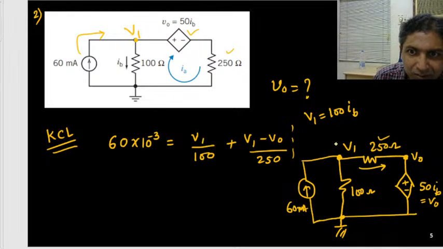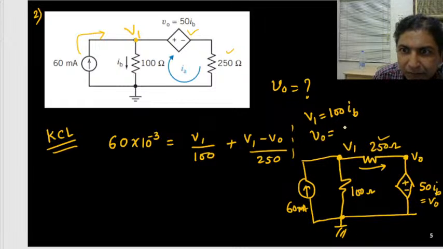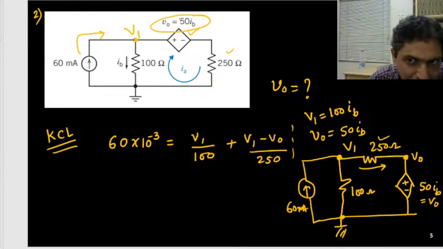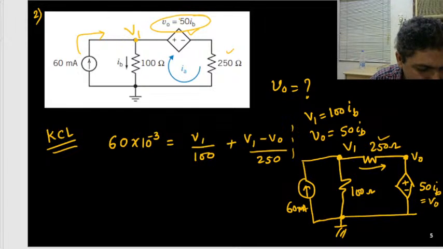And what is V0? V0 is given as 50 IB. So we can use these two, then we can have one equation containing only IB. Can you solve for IB?